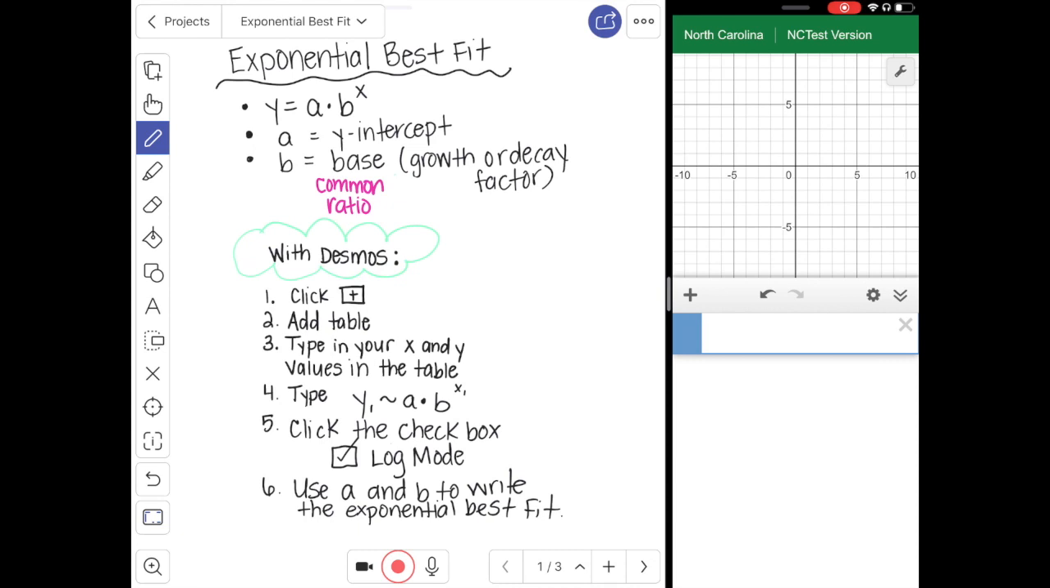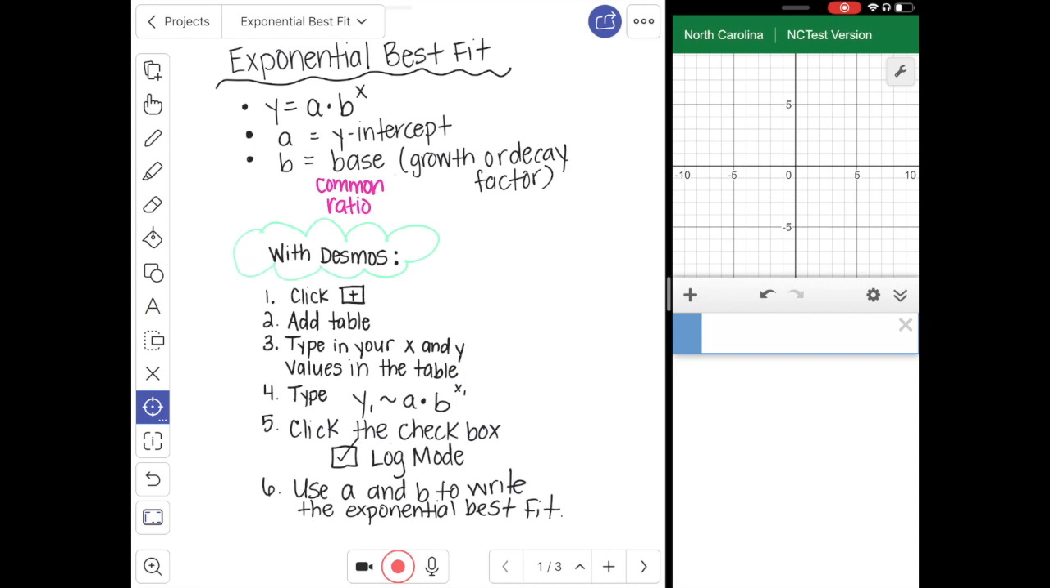So just a quick review, when we're talking about the exponential best fit. Remember our form for an exponential is y equals a times b raised to x, and x is that variable. The a is your y-intercept, that's your initial value in a real-world application. And the b is the base, which is the growth or decay factor, but it can also be called the common ratio. That's the number that you're going to be multiplying by each time.